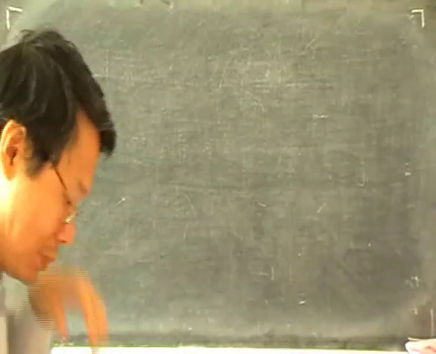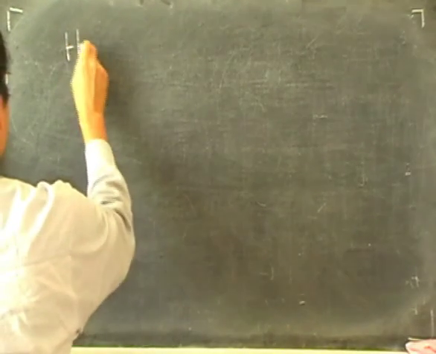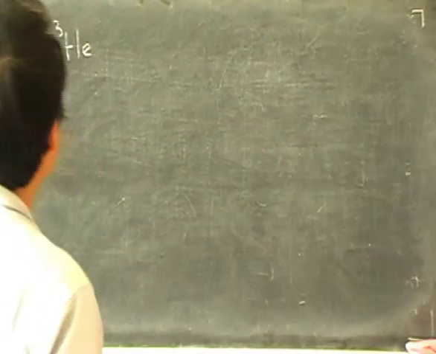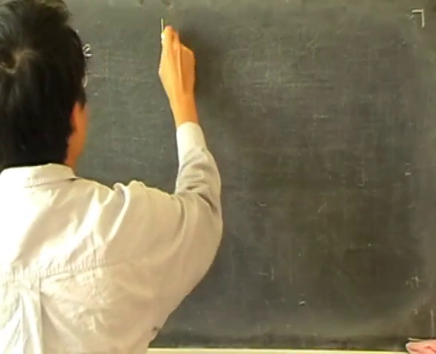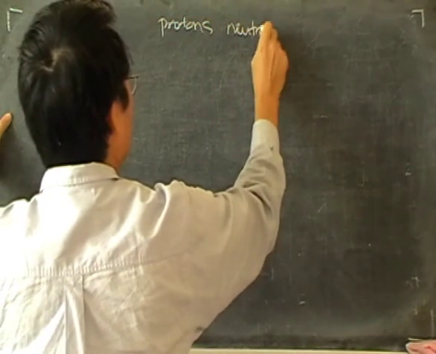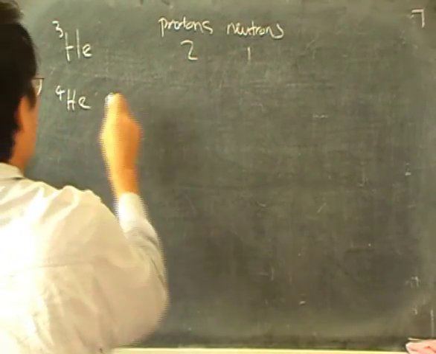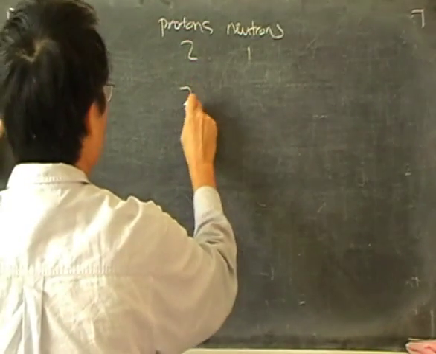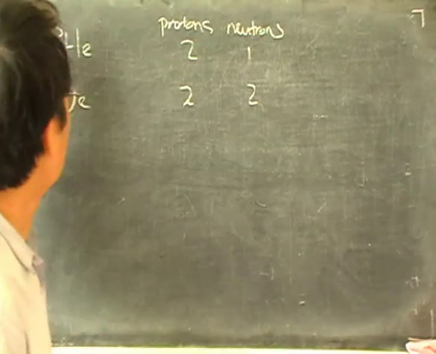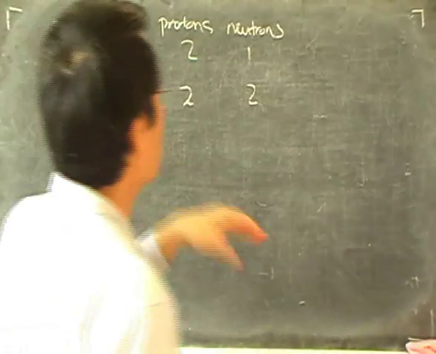So for a start, let's look at helium-3 and helium-4. The helium-3 atom consists of 2 protons and 1 neutron. The helium-4 atom has 2 protons and 2 neutrons. So that's why the 3 and 4 are the mass numbers.